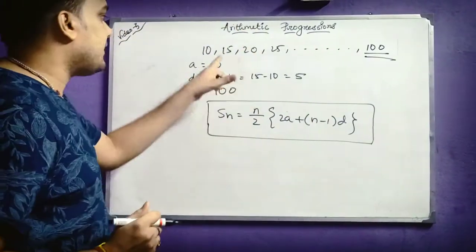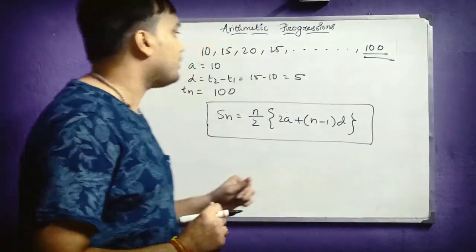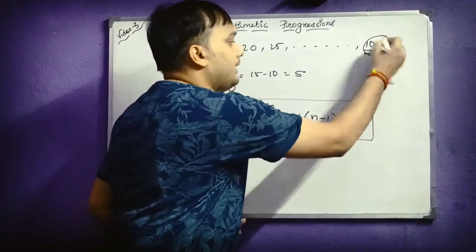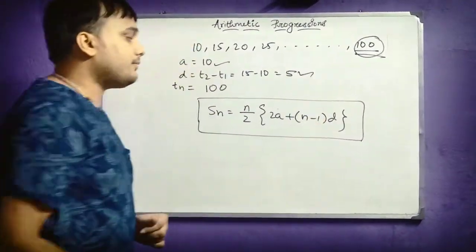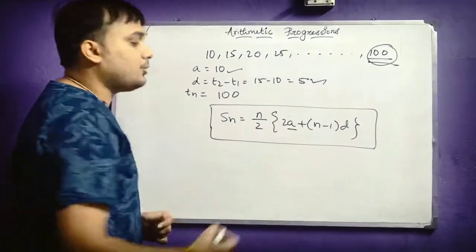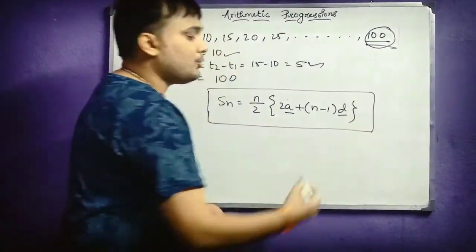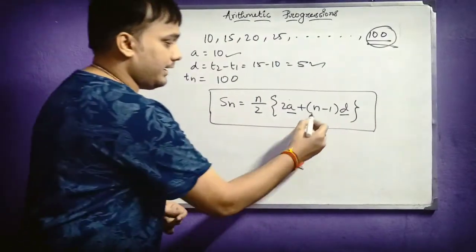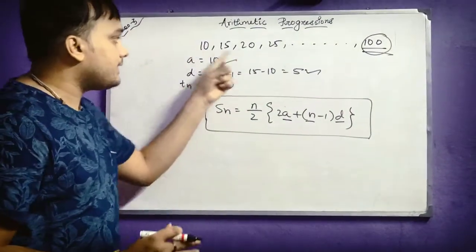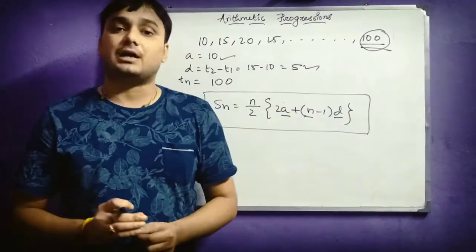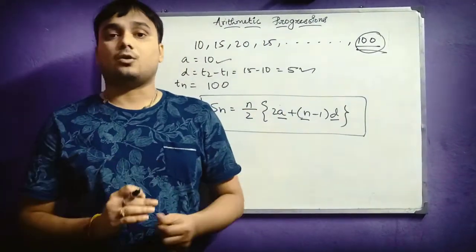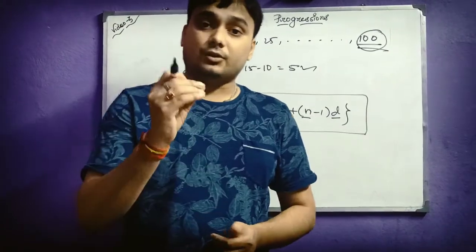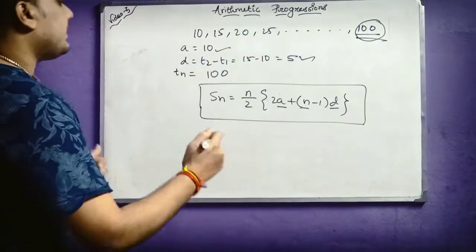So as I gave one example here, you can see on the board, the last term is 100. As I know, a is 10, d is 5. So a is known to me, d is known to me, but I don't know n. That means I don't know how many terms are there in this given sequence. So first, for finding the sum of all the terms, we need to get the total number of terms. That we can get from this one.